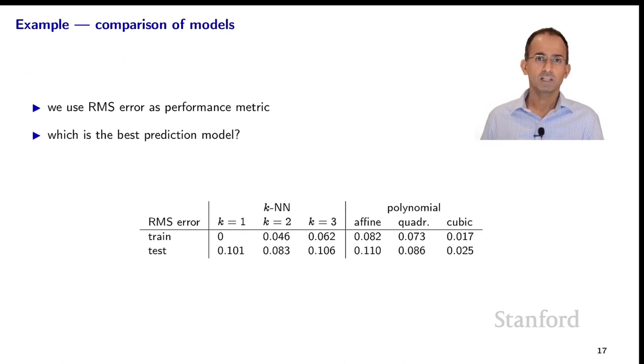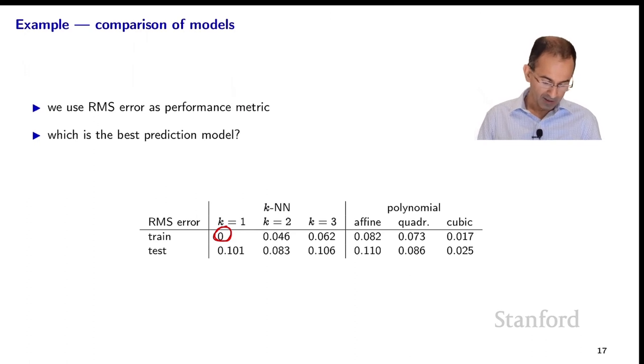Now let's look at the RMS performance error. So we're using the RMS error here as the performance metric, and we could say, well, which is the best prediction model? Some things to highlight. Well, first of all, that number right there is zero. The k nearest neighbors predictor when k is equal to 1 does perfectly on the training data. When we increase k to 2 and k to 3, actually the performance gets worse on the training data.